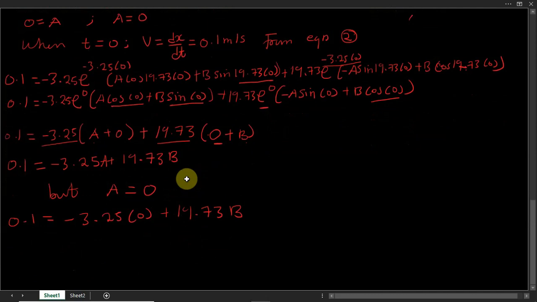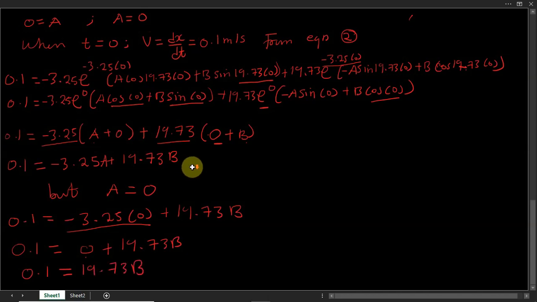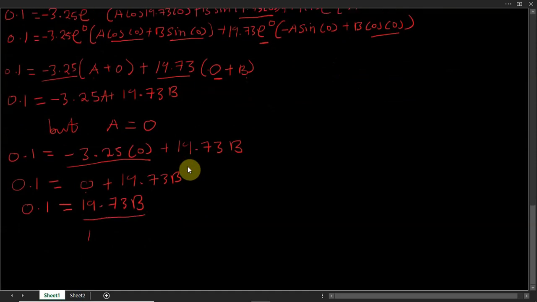Okay, so we have this, and I'm getting 0.1 giving us 0 times negative 3.25, which gives us 0, then plus 19.73 B. So we end up getting 0.1 giving us 0 plus 19.73 B. We divide through by 19.73, and with this we cancel that. 0.1 divided by 19.73 gives us 0.005, which is equal to B. Of course, this means that B is equal to 0.005.